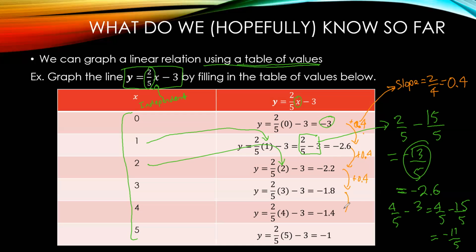So that makes sense because we know that this is going to be the slope of the line, the m value there. So it makes perfect sense that the first difference here would be 0.4 the whole way through. So we're simply adding 0.4 each time to find out what the y values are.